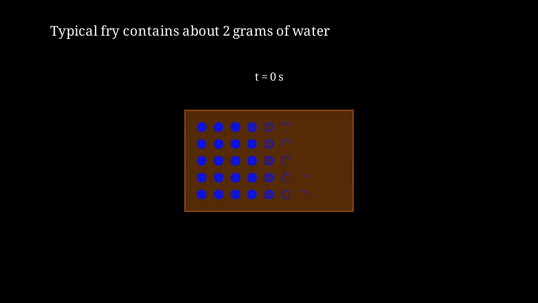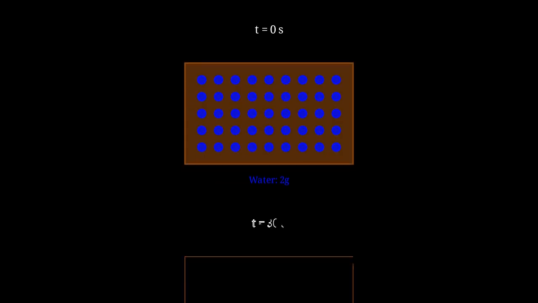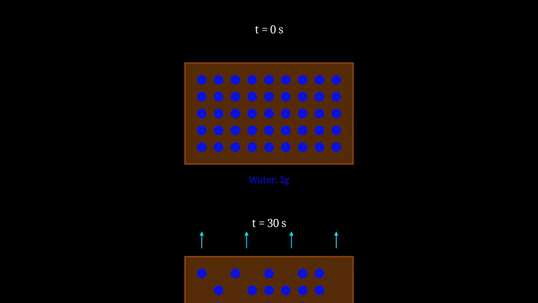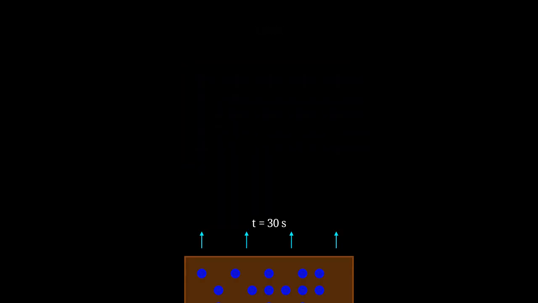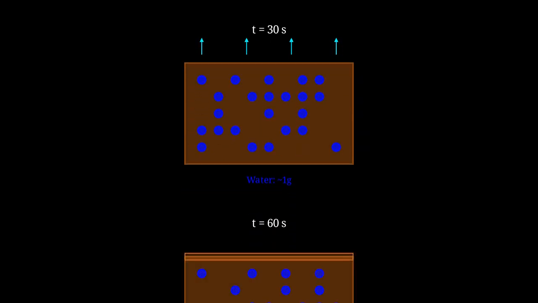At time 0, the fry is full of water, approximately 2 grams total. After 30 seconds, significant water has escaped as vapor. The vapor flux is still strong, preventing oil entry. After 60 seconds, most water is gone. A crust has formed. The vapor flux weakens, and now oil can begin to enter the food structure.